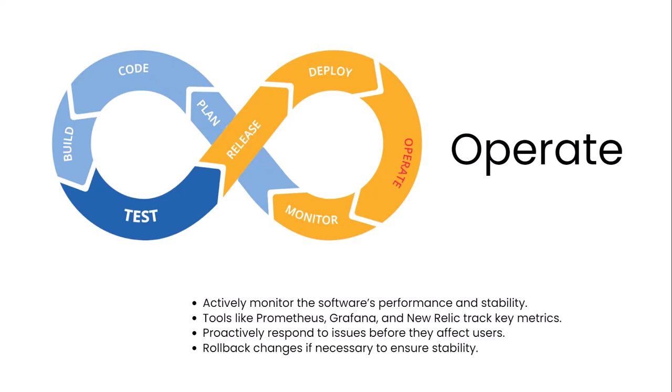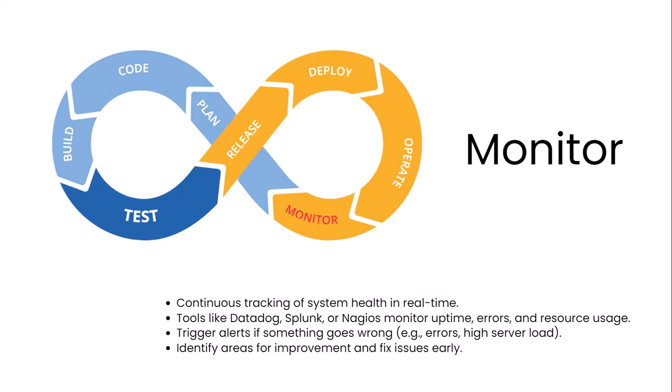Once the software is live and operating, we move into the monitor phase. Monitoring is crucial because it allows us to track the health of the system in real time. But how do we monitor effectively? In CI/CD, we use monitoring tools like Datadog, Splunk, or Nagios to collect data on how the software is performing. These tools track key metrics such as uptime, error rates, latency, and resource usage. If something goes wrong, like a spike in errors or unusually high server load, the monitoring system will trigger alerts, notifying the team immediately. The how here is continuous observation.